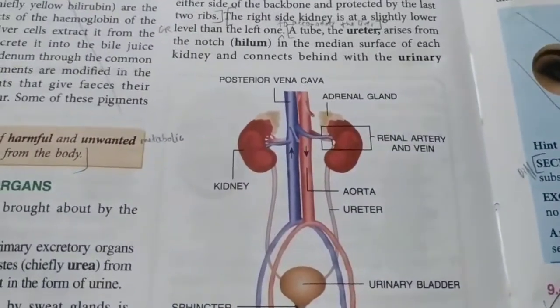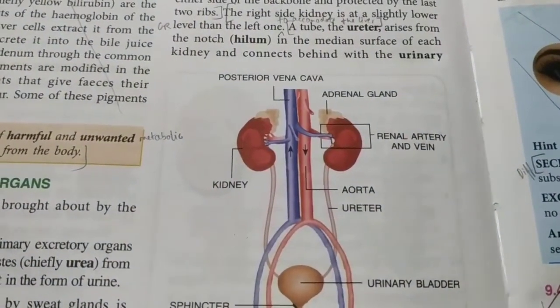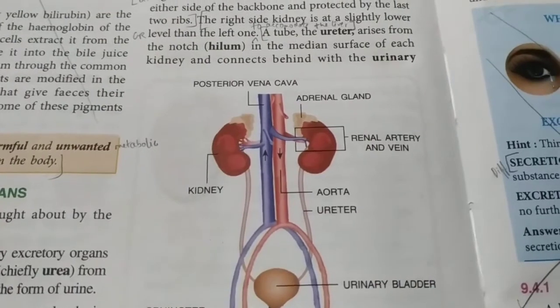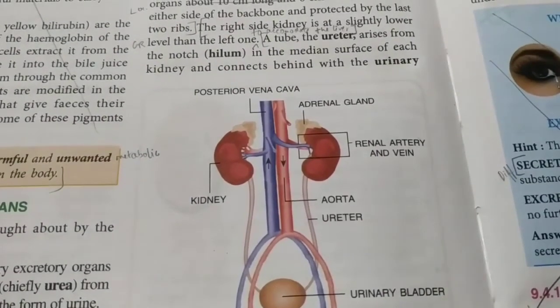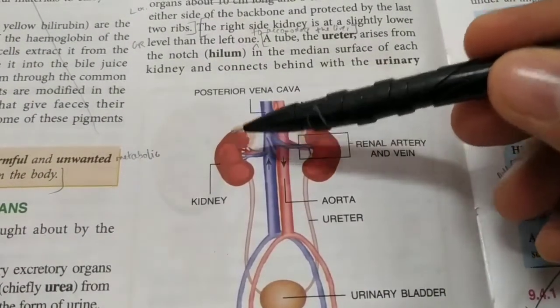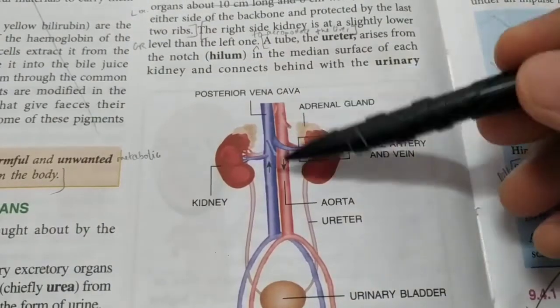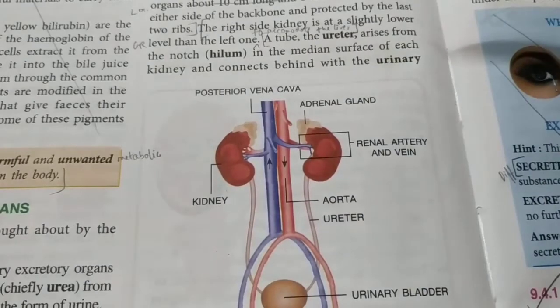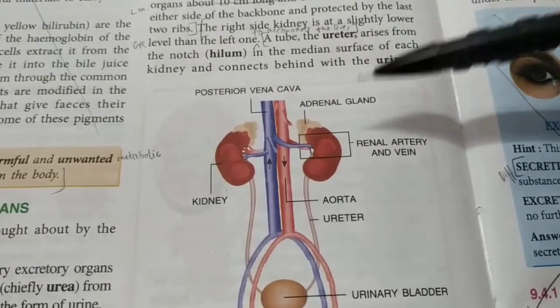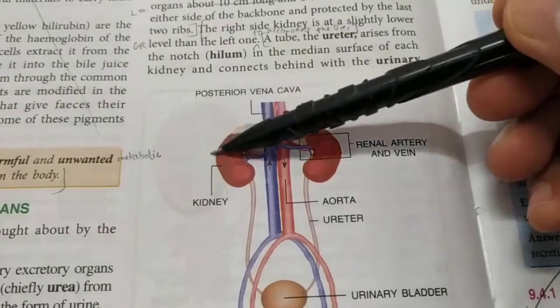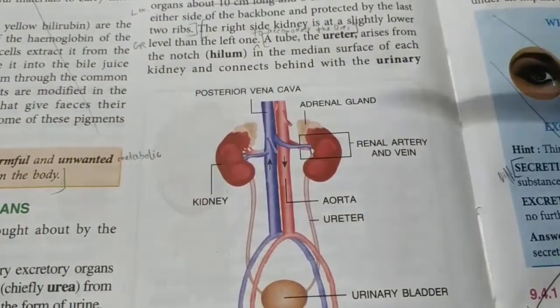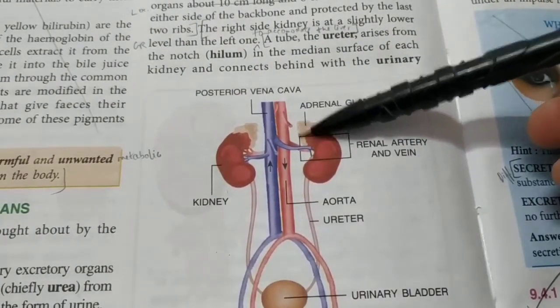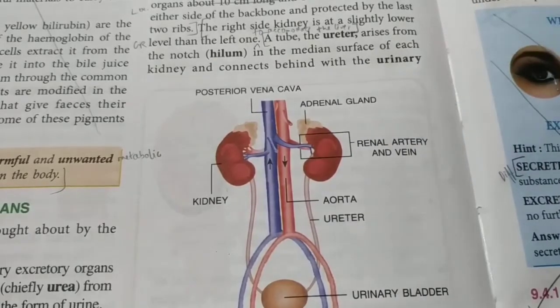Now kidneys. We have the location on either side of the backbone. It is protected by the last two ribs. This is the right kidney. In biology, this is the right, this is the left. So the right kidney is slightly lower compared to the left kidney, because here we have the liver. So to accommodate that, it is a little lower. And they have a cap-shaped gland here called the adrenal gland, which produces hormones like adrenaline. That we'll study in the endocrine system chapter.